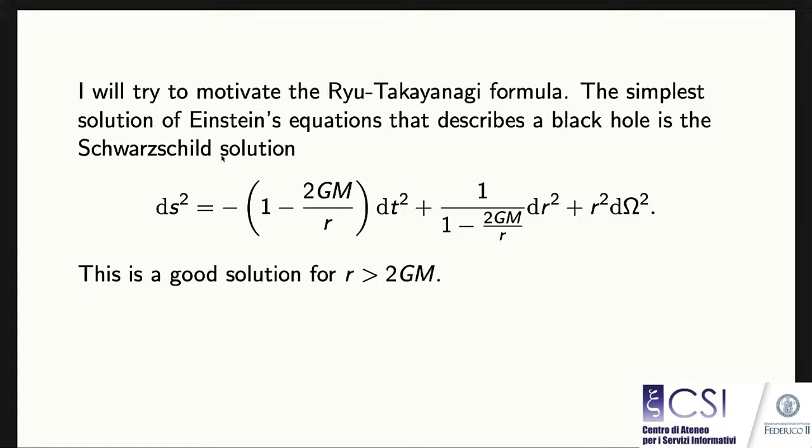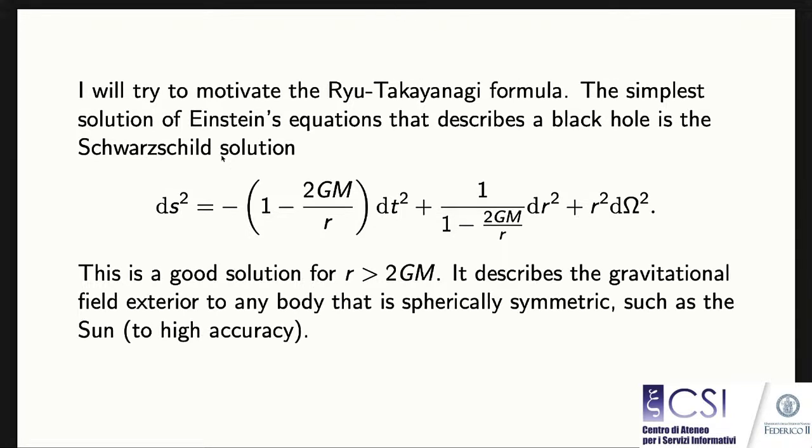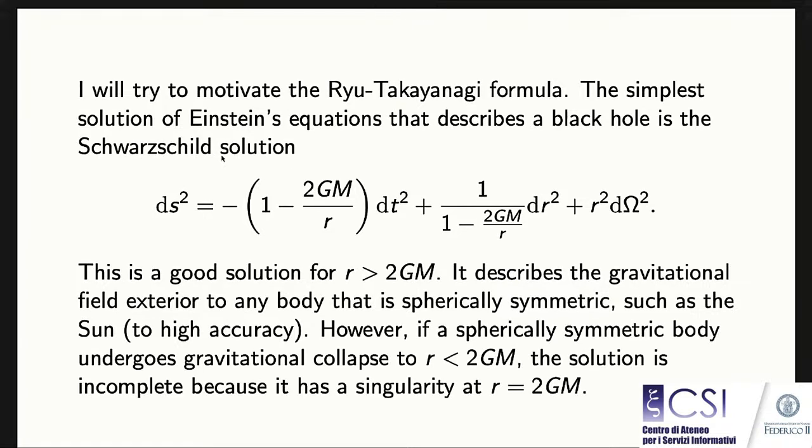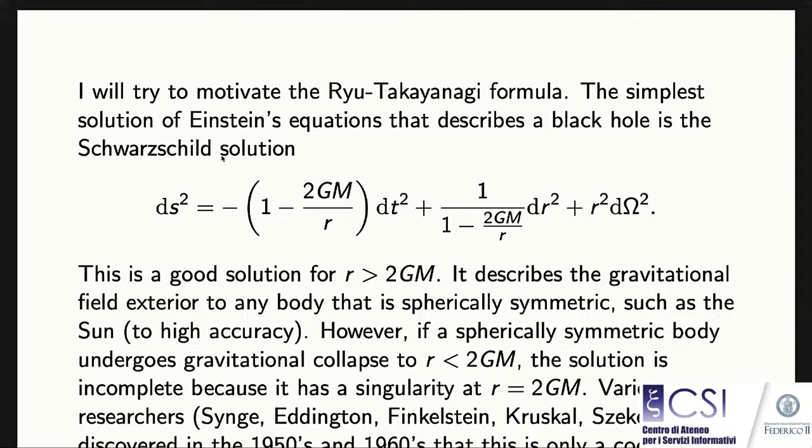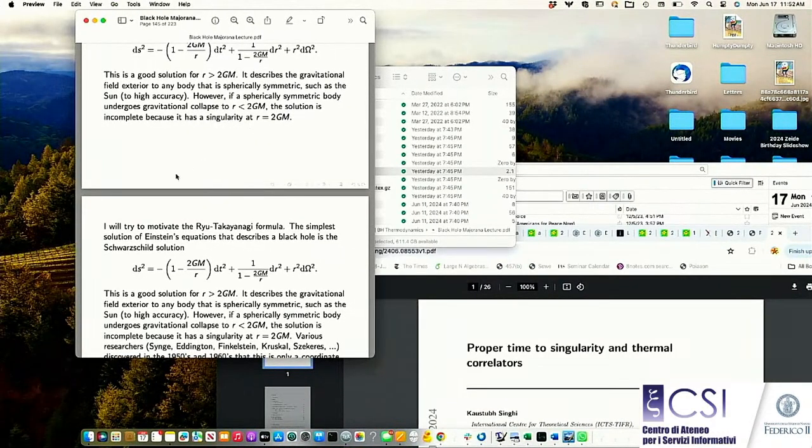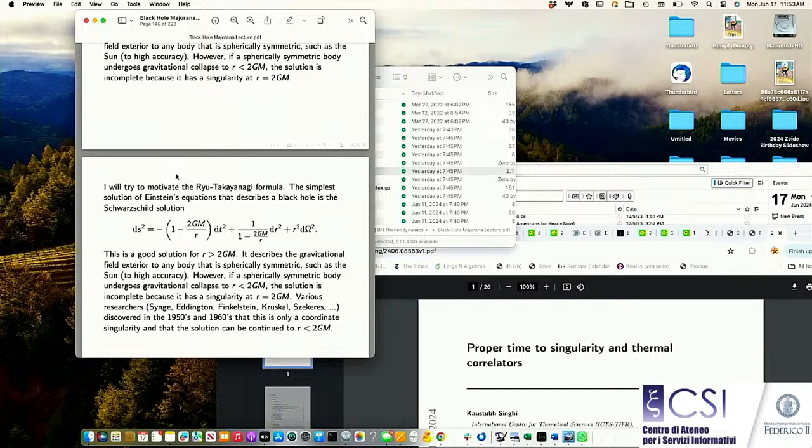And the coordinate system breaks down. The solution describes the gravitational field outside any spherically symmetric body, such as the sun, to high accuracy. However, if a spherically symmetric body undergoes gravitational collapse to r less than 2GM, the solution is incomplete because it becomes singular at 2GM. And various researchers discovered in the 50s and 60s that this is only a coordinate singularity. I'm sorry that you're not seeing the bottom. It's only a coordinate singularity. The solution can be continued to r less than 2GM.